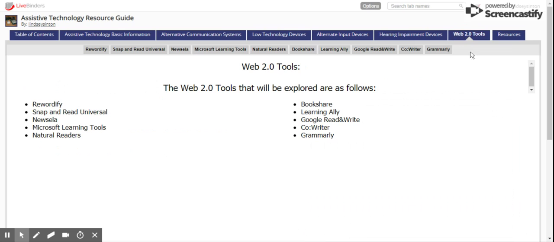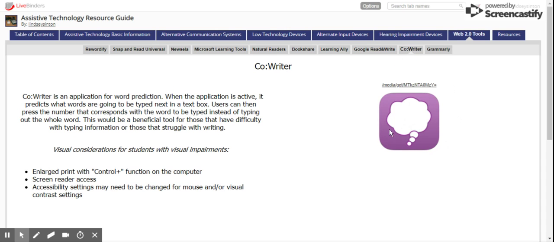And then I also included Web 2.0 tools. So some of the tools I included were Snap and Read Universal, Microsoft Learning Tools, Bookshare, things like that. And then if you look at one specific one, you could see the picture of the tool and then a short description and then some visual considerations. So again, all of these follow the same basic formatting, just this is a basic overview of it.